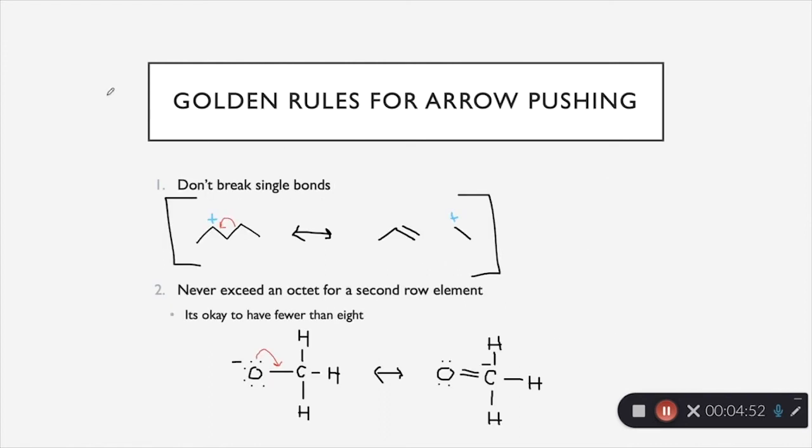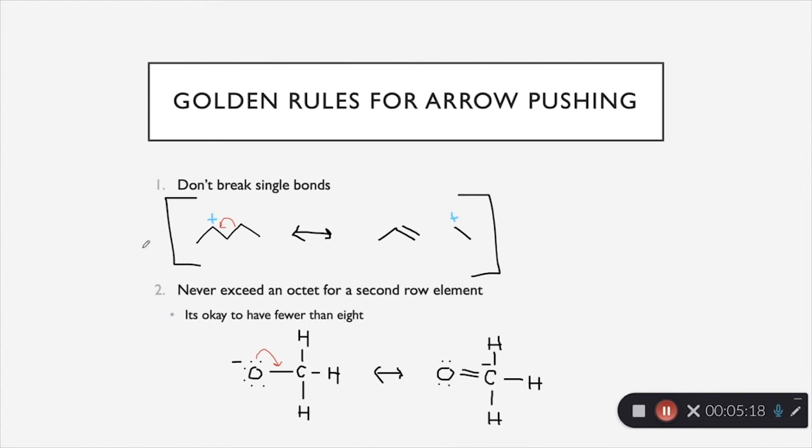So here are two super important rules for arrow pushing. Number one, you never want to break a single bond. So here we show that the electrons are moving from this single bond over to this single bond. And you know a single bond is 2 electrons, and this arrow is showing that we're moving 2 electrons. So if we were to move both electrons of this bond, we are essentially breaking it, and that is not what we want to do.